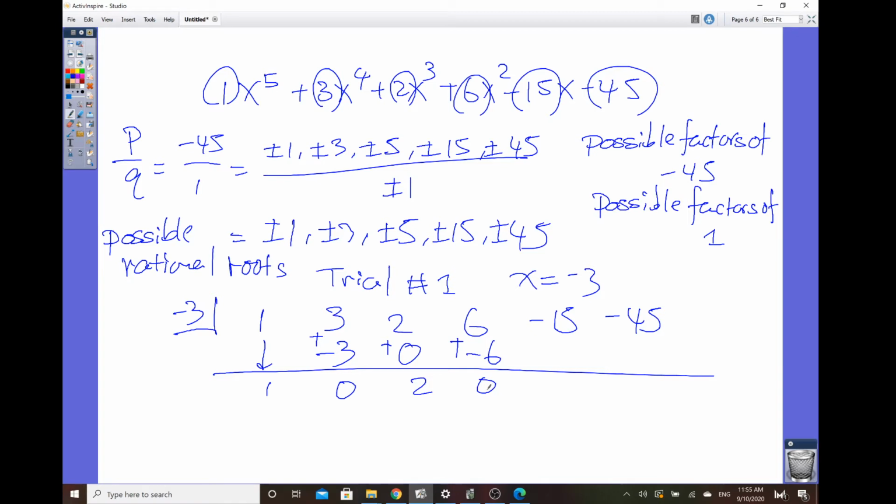Combine them, so 0. 0 times negative 3, so 0. Bring down negative 15. Negative 15 times negative 3, so positive 45. Combine them, so eventually the remainder is 0. Again, anytime you perform synthetic division with a rational root, the remainder is always 0. Again, this one is considered negative 15.